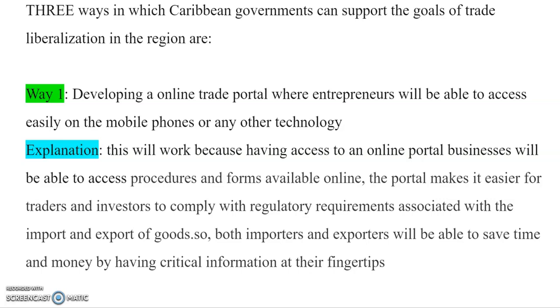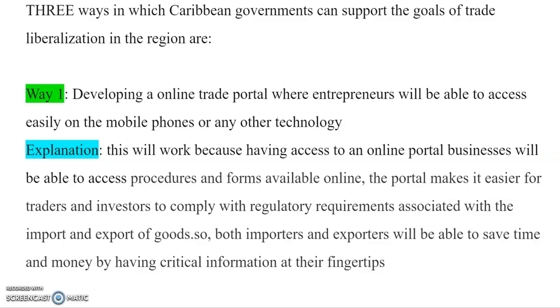All right. So, three ways in which Caribbean governments can support the goals of trade liberalization in the region are: way one, developing an online trade portal where entrepreneurs will be able to easily access information on their mobile phones or any other technology that they use.